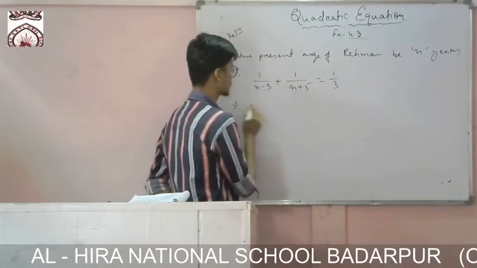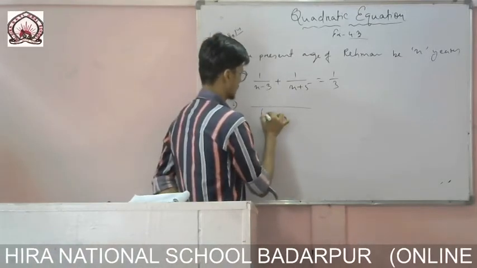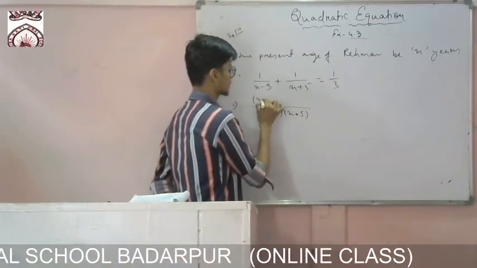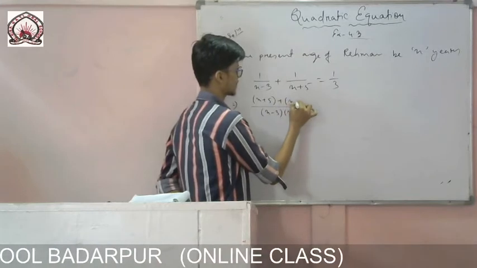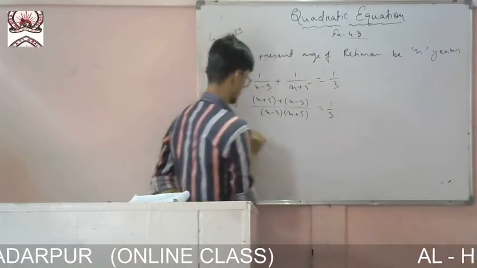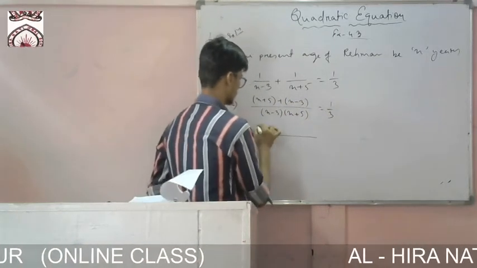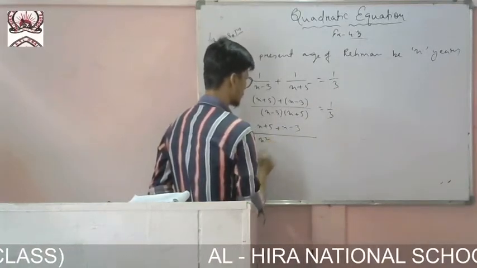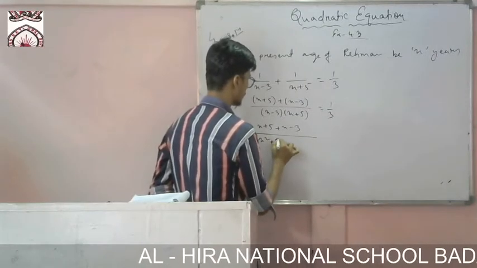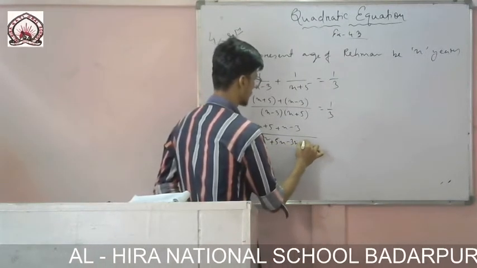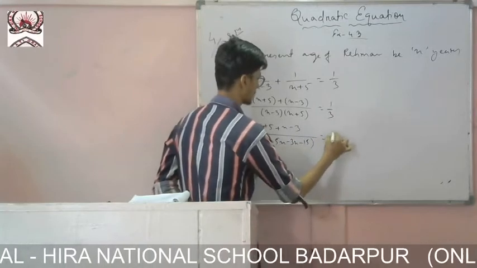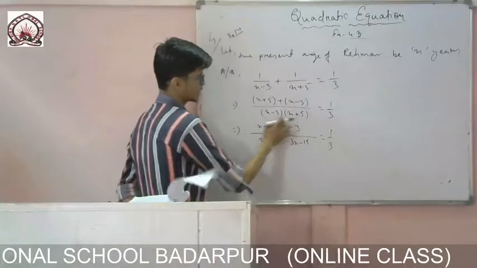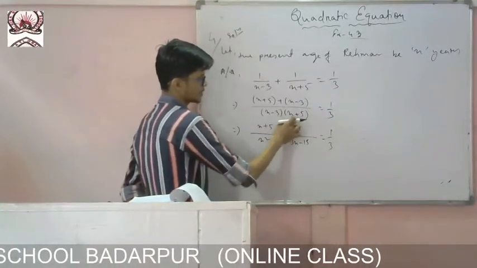I will make it a quadratic equation. The LCM will be x minus 3 times x plus 5. There it is coming x plus 5 plus x minus 3 equals 1 by 3. Now x into x, x square, x into 5, 5x, minus 3x, minus 3 into 5, 15.